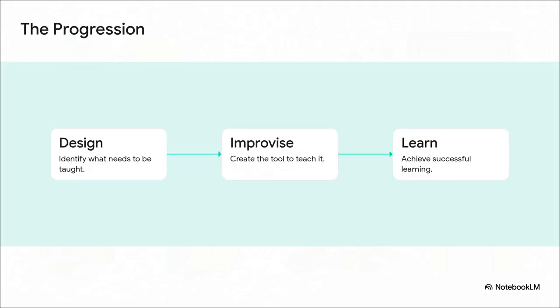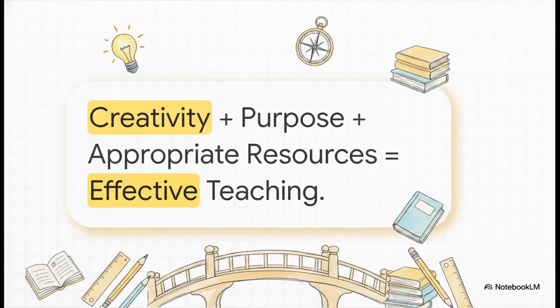This creates a highly logical, step-by-step progression. First comes instructional design, identifying the core goal of what needs to be taught. Second is the improvisation, creating the specific, tailored tool to teach it. And third, well, that leads to successful learning. Notice how the instructional design always dictates the improvisation, never the other way around. Which leaves us with this really powerful formula. Creativity plus purpose plus appropriate resources equals effective teaching.